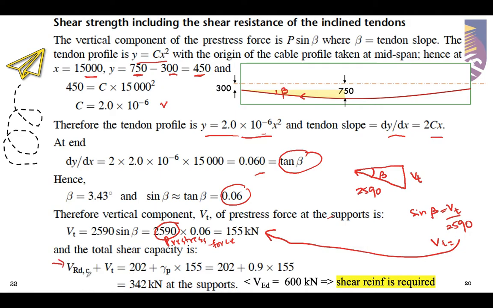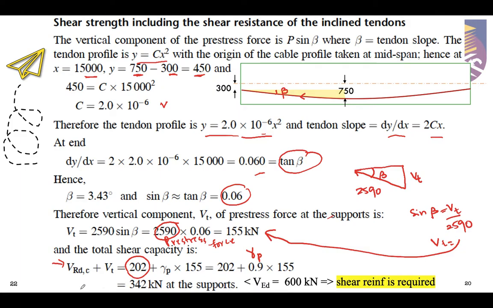Just now we have already decided that the lowest value of VRDC is 202, then plus Vt. This Vt value is 155. Please do remember that we also need to multiply this with the partial factor of safety for the pre-stressing force, which is 0.9. So 0.9 times 155, therefore we have a total of 342 kilonewton at the supports.